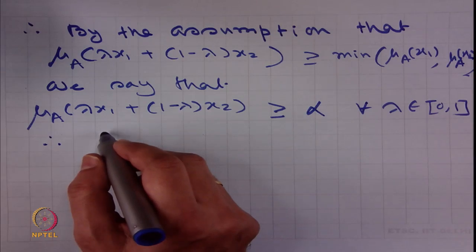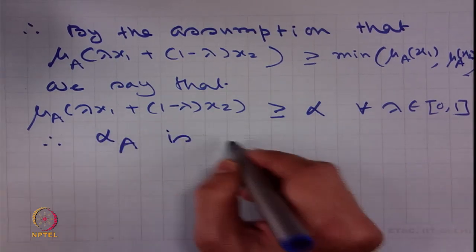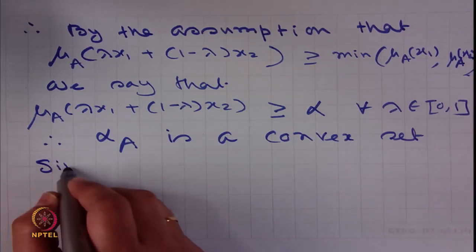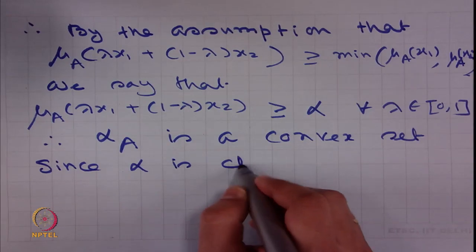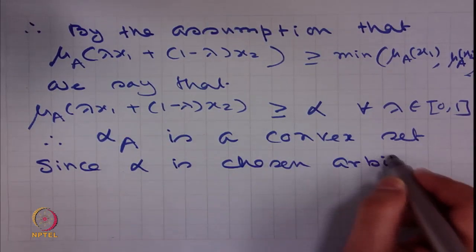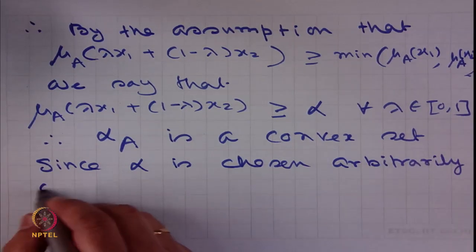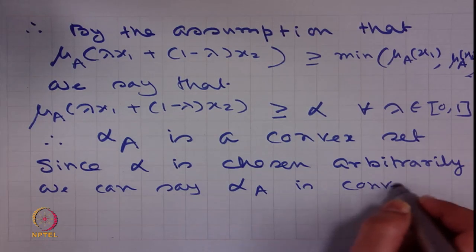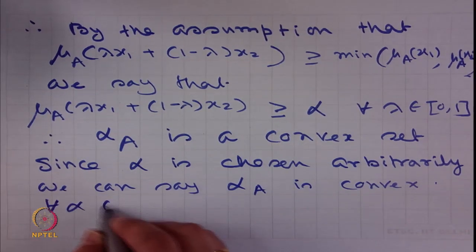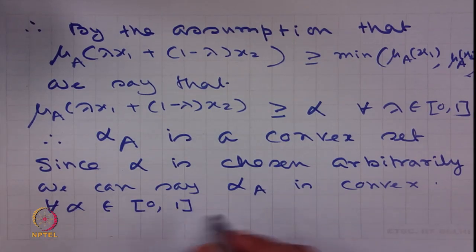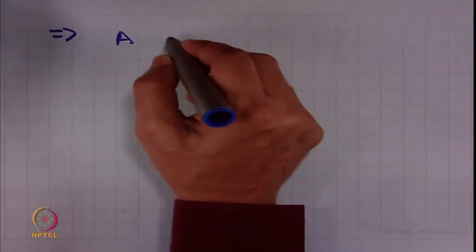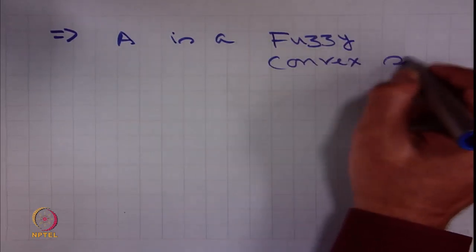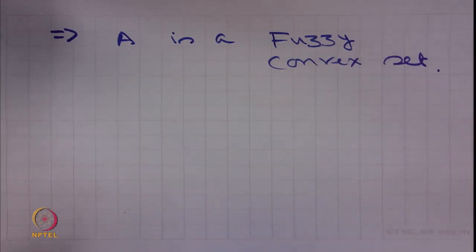Therefore, the alpha cut of A is a convex set. Since alpha is chosen arbitrarily, we can say the alpha cut of A is convex for all alpha belonging to [0, 1]. This implies A is a fuzzy convex set. That concludes the proof of the theorem.